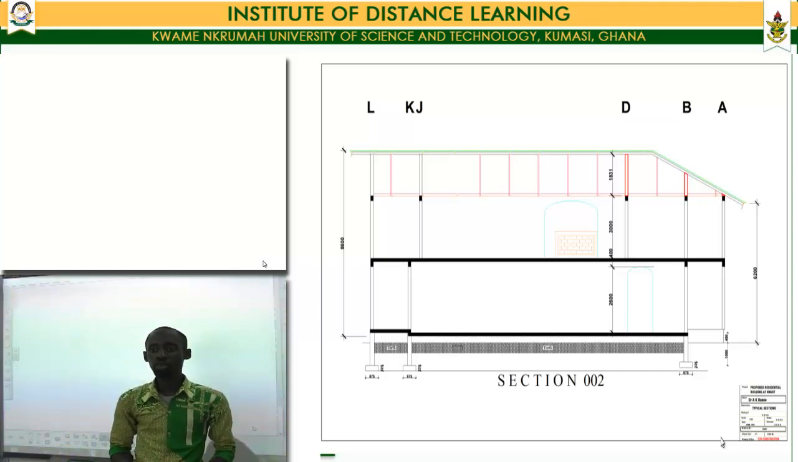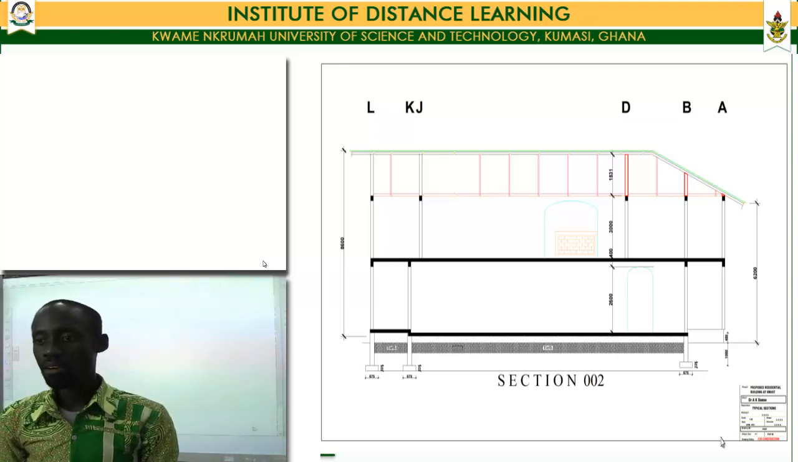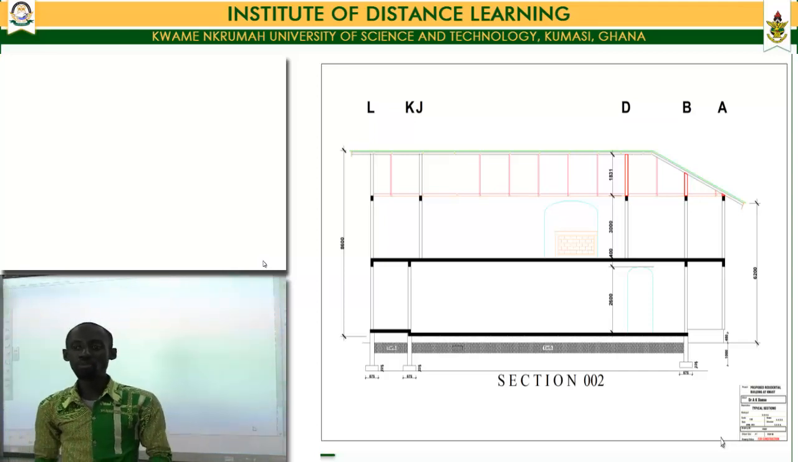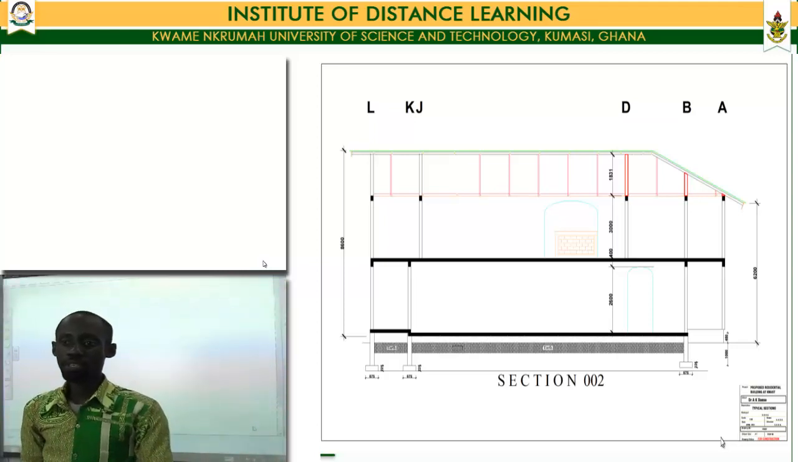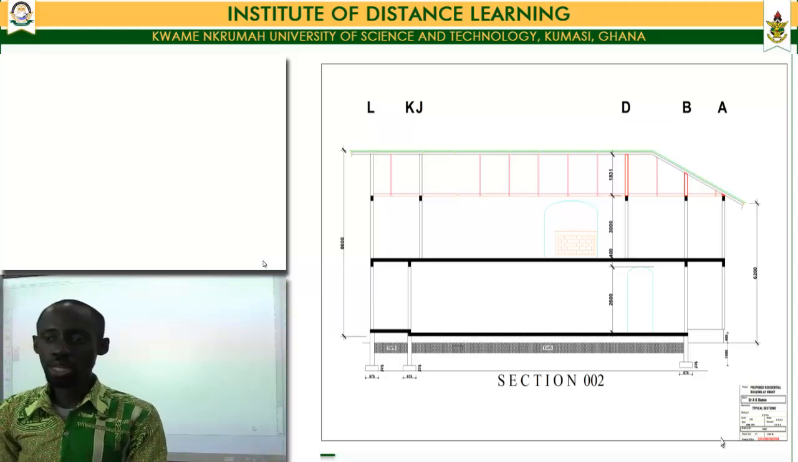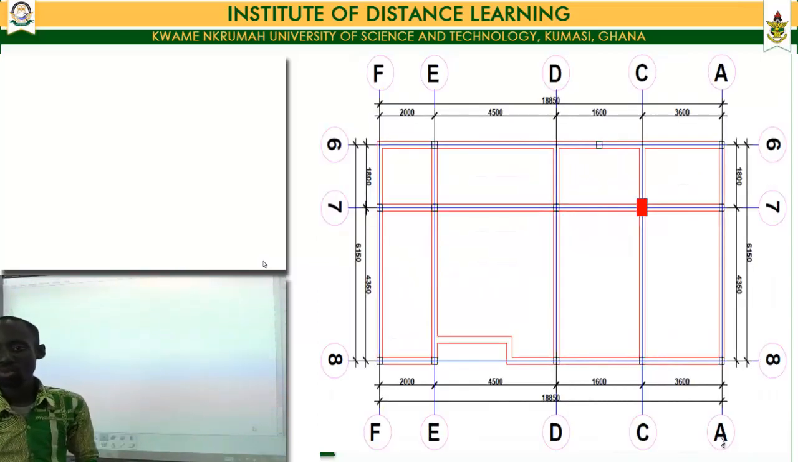Now, taking a section through our floor slab, we realize that the height of our column, from the surface of our ground floor slab to the topmost surface of our first floor slab, is equal to 3,200.